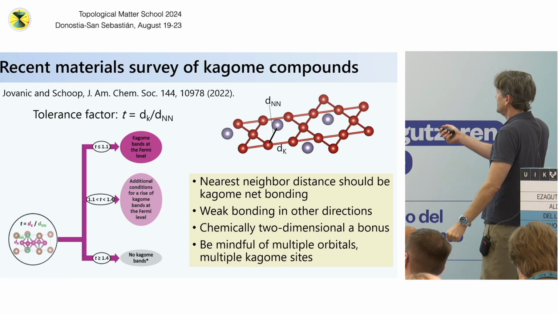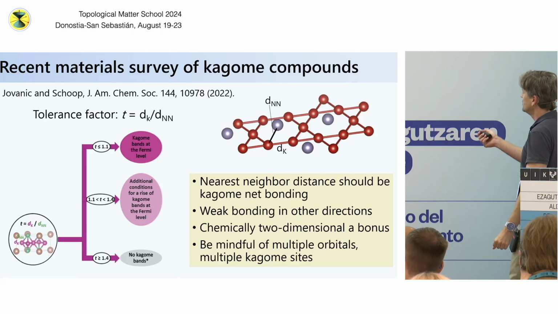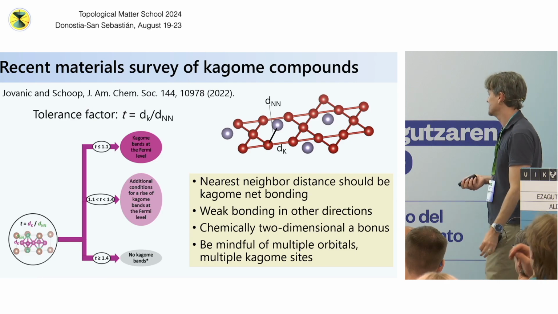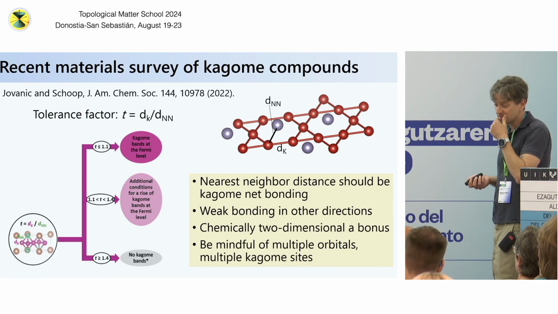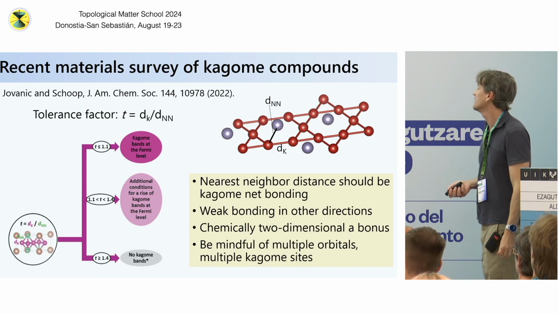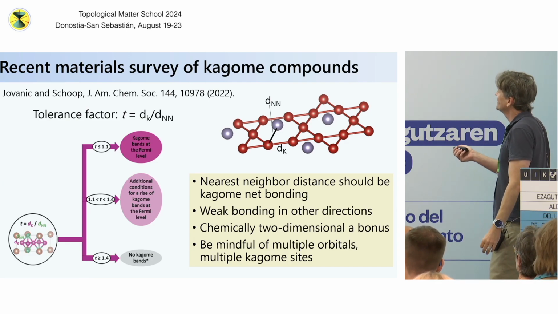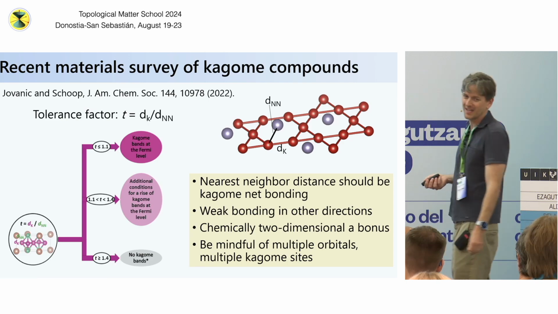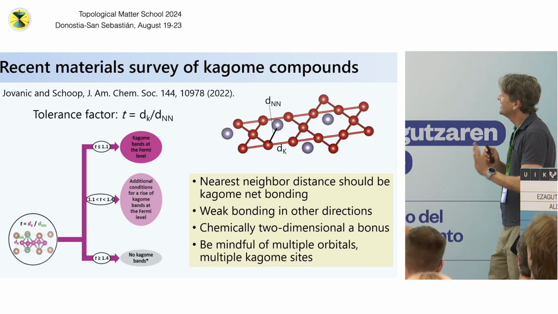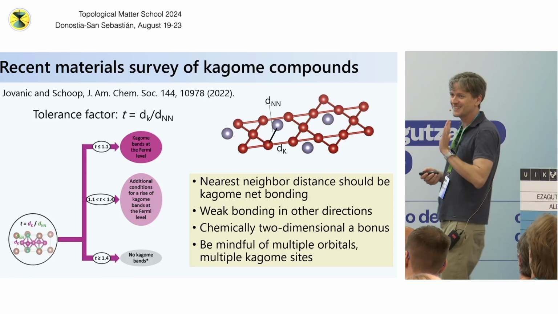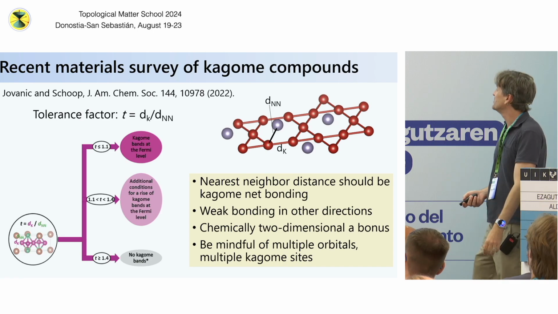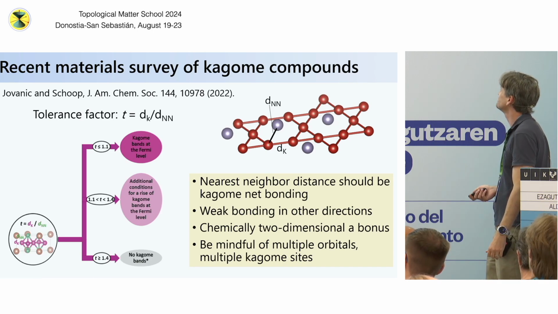In this paradigm, ideally one wants a chemically 2D material as much as possible, and a lot of the systems I'll show in these case studies are not chemically 2D. Some are. The other thing to be mindful of is that there are multiple orbitals in these systems, and in some cases multiple Kagome sites, so this makes the band structures very complicated. It requires a little bit of a lover's eye when looking at the band structure to tease out features one might associate with a Kagome band structure. So be a little patient with that.